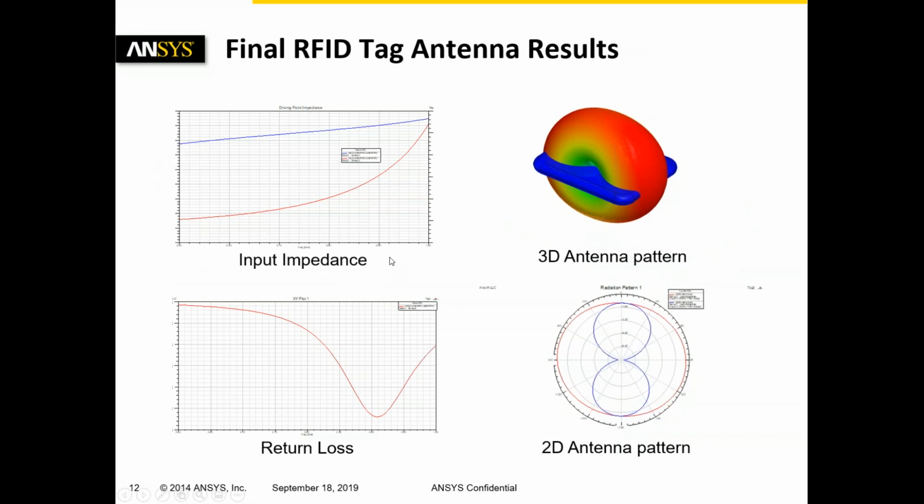As such, we can plot the input impedance. Return loss is at optimal, I believe that's 920 megahertz there. 3D antenna pattern with omnidirectional, 3D polar pattern, a 2D radiation pattern as well.